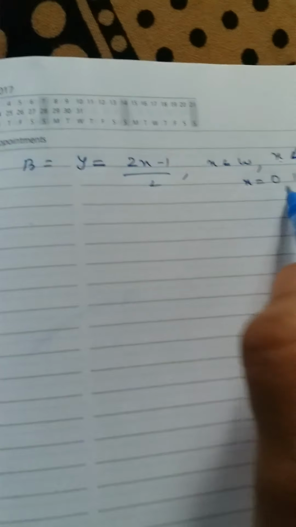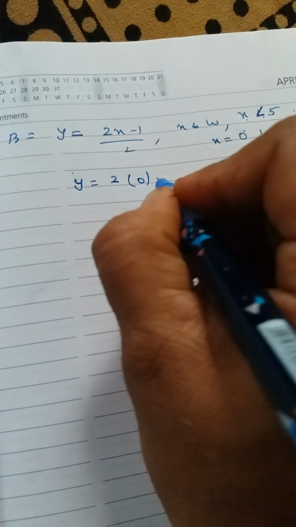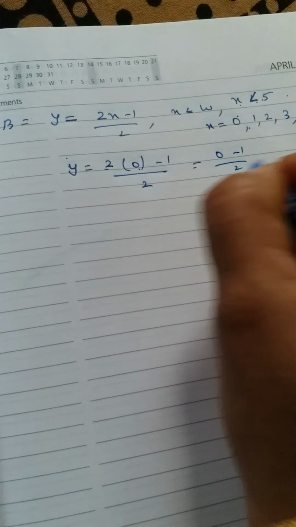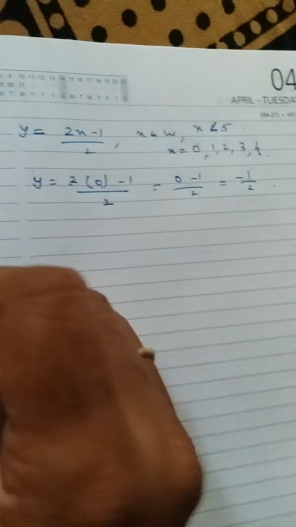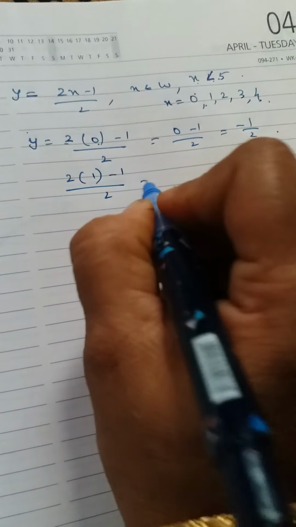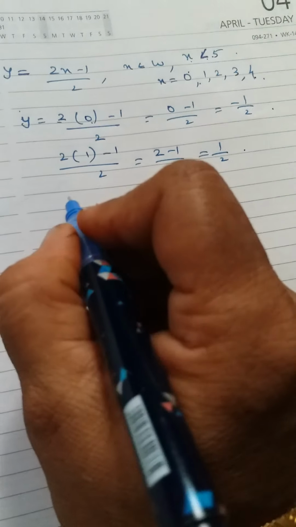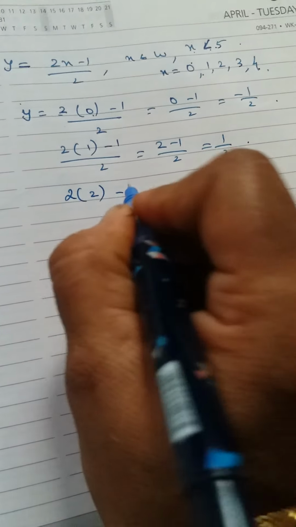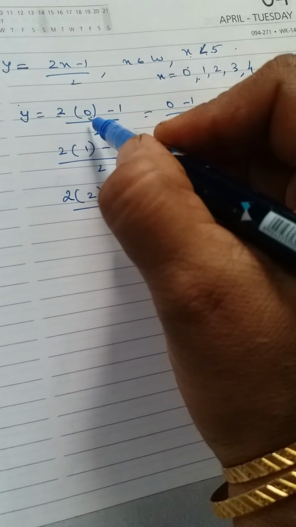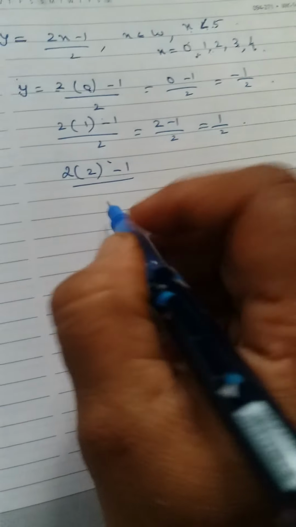Okay, now this n value has to be substituted here. So y is equal to 2 into, first substitute 0, minus 1 divided by 2. It is equal to 2 into 0 is 0, minus 1 by 2, is equal to minus 1 by 2. Next, substitute 1. 2 into 1 minus 1 by 2 is equal to 2 minus 1 by 2 is equal to 1 by 2. Next, 2 into 2 minus 1. Now I have substituted 0, 1, 2 in the place of n. Next, 3 and 4 you have to substitute.